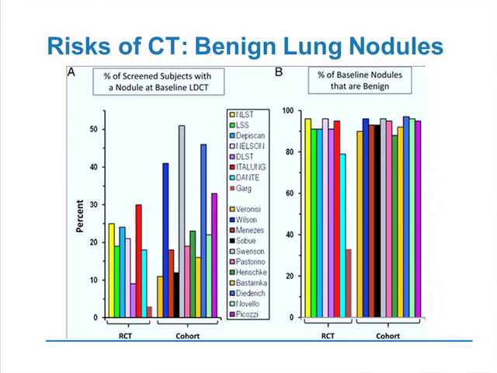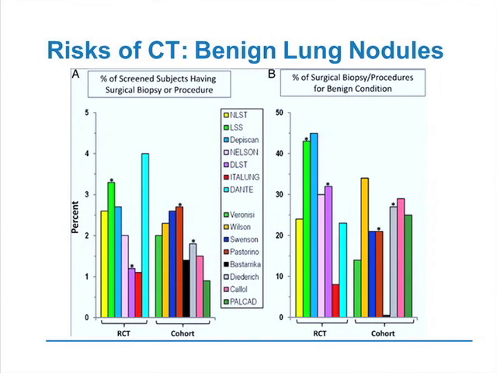First, the benign lung nodules. In combination, the cohort and controlled trials, depending on how a nodule is defined, what size the study is going to say, yes, that's a nodule, or no, it's not, it's perhaps in the 20-25% range of everybody screened on their baseline will have a lung nodule. About 95% of all of those lung nodules are benign. Maybe around 2% of everybody who enters the screening program ends up having a surgical biopsy or procedure, be it for a cancer or for a benign lesion.